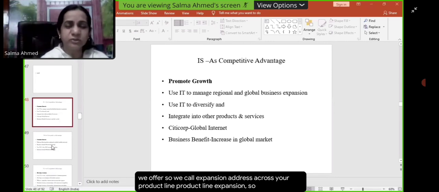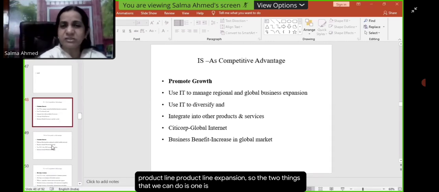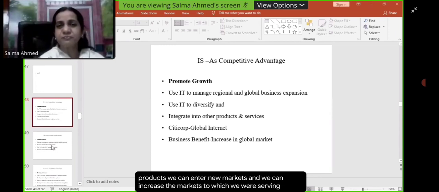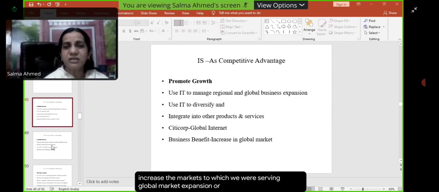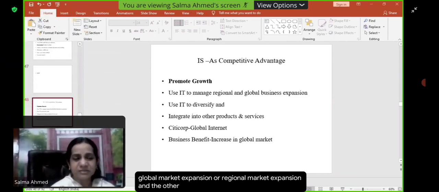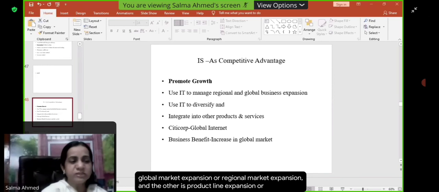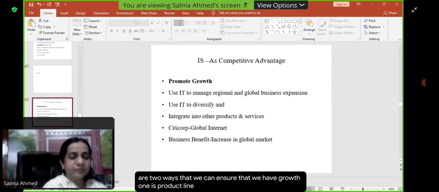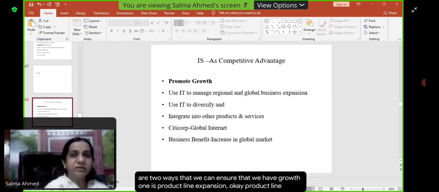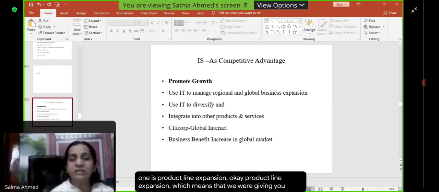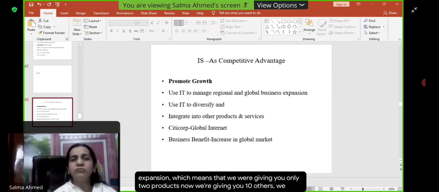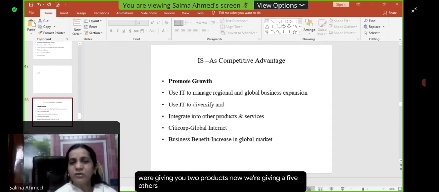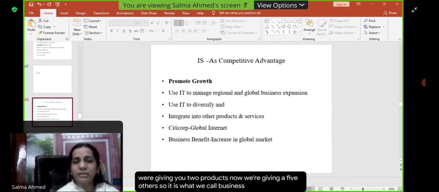So the two things that we can do is, one is with the same products we can enter new markets, and we can increase the markets which we were serving, global market expansion or regional market expansion. And the other is product line expansion. So there are two ways that we can ensure that we have growth. One is product line expansion, which means that we were giving you only two products, now we are giving you 10 others. We were giving you two products, now we're giving you five others. So that is what we call product line expansion.